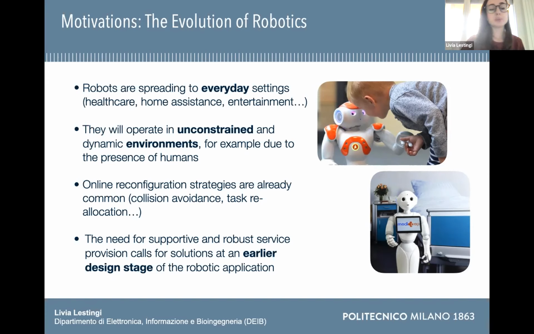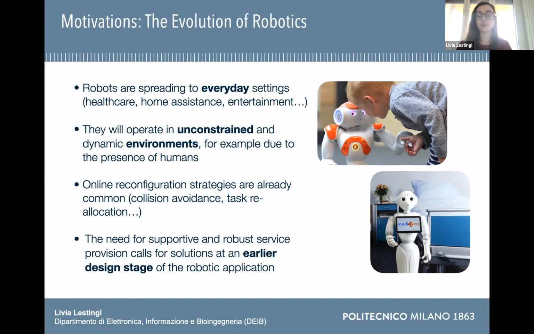To deal with this kind of unpredictability, right now there's a number of technologies that have already been developed and deployed, such as collision avoidance, task reallocation, etc. But these are mostly reconfiguration strategies that happen online at real time. So to actually achieve more supportive and robust interactive applications, we need solutions at an early design stage of the application itself.